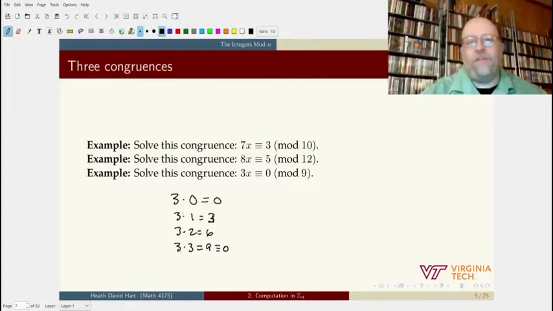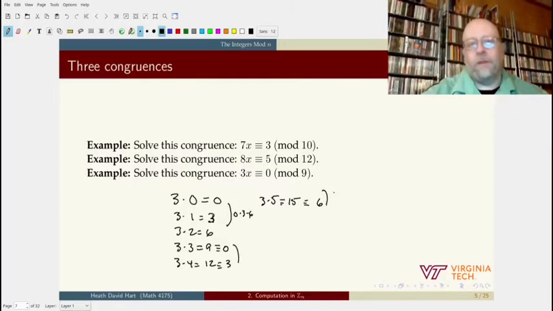And then I start to see this pattern again. 3 times 4 is 12. 12 mod 9 is 3. 3 times 5 is 15. And 15 mod 9 is 6. And I'm starting to see 0, 3, 6, 0, 3, 6, 0, 3, 6. And so I would guess that 3 times 6 is going to be the start of another 0. And it is. 3 times 6 is 18, and 18 mod 9 is 0.